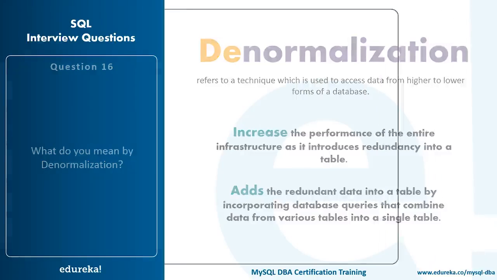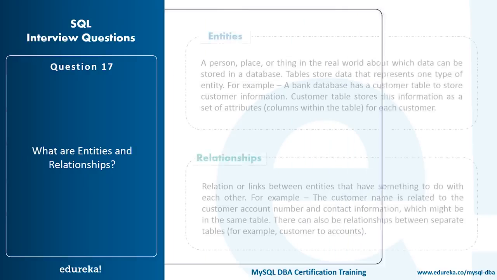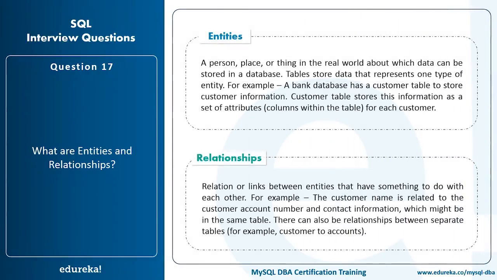Now moving forward to the next question, that is, what are the entities and relationships? So let me just explain what entities are first. Entities can be anything like a person, place, or a thing in the real world about which data can be stored in a database. So tables store data that represent one type of entity. For example, a bank database has a customer table to store the customer information.